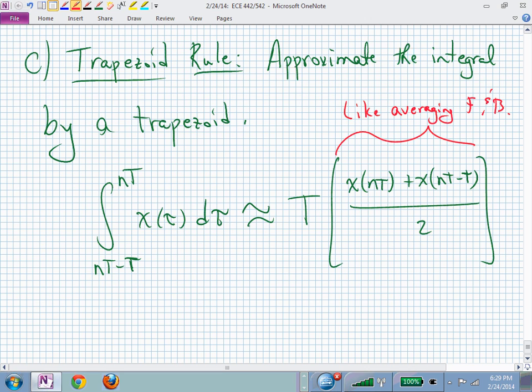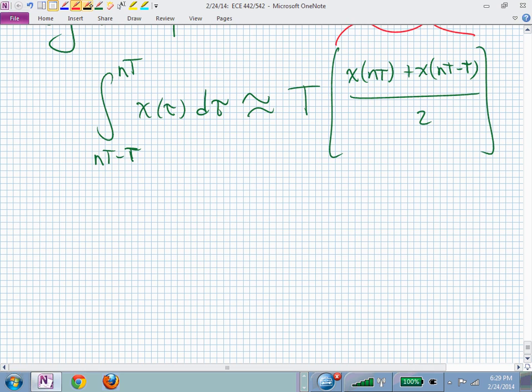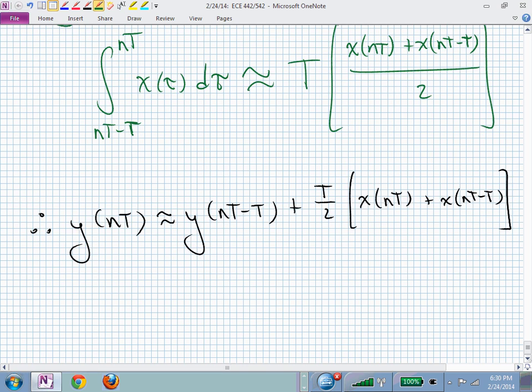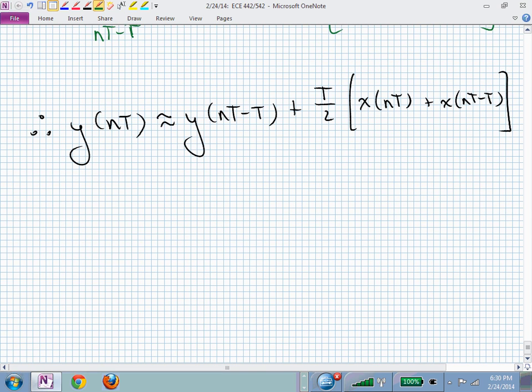So we're doing F and B, averaging F and B, forward and backward. Meaning, now we have our difference equation, y of little nT is now y of little n capital T minus capital T plus T over 2, x of nT plus x of nT minus T. And maybe you've heard of this as the bilinear transformation.